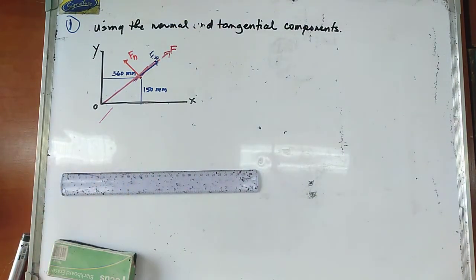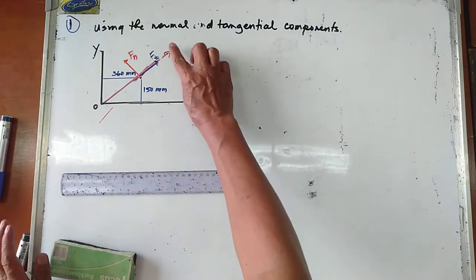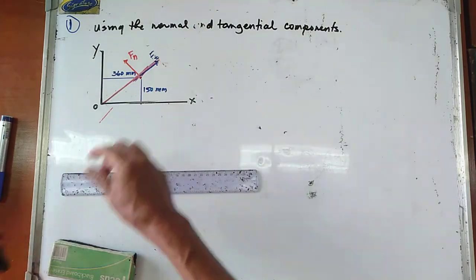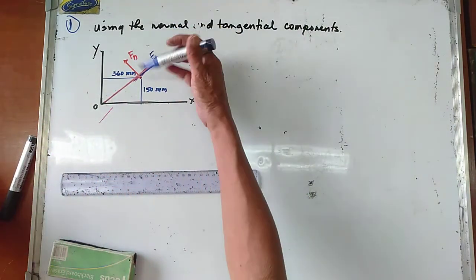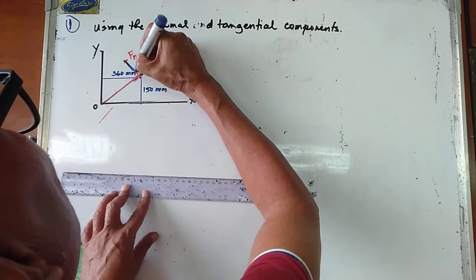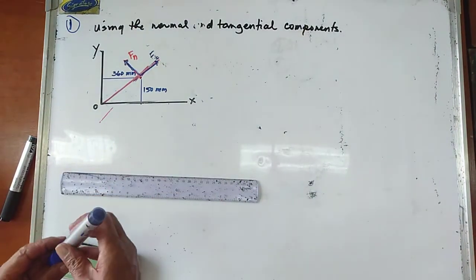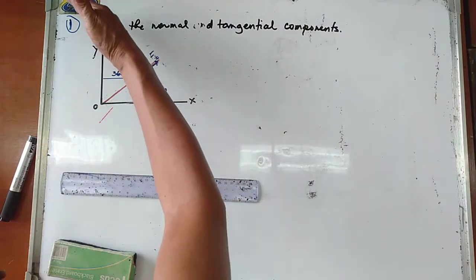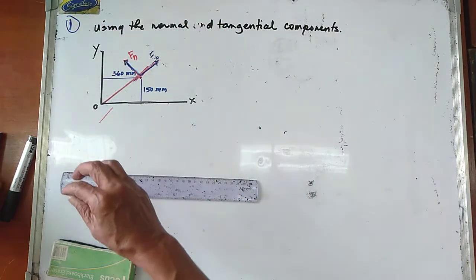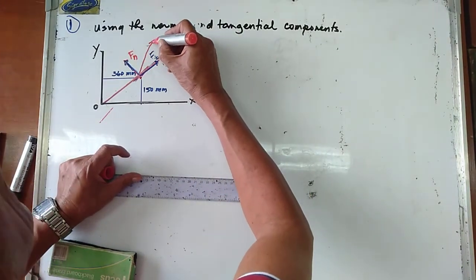Okay, so we now have your Ft in this direction. And that is now your Fn. So that is the normal component, and this is now the tangential component. So we have the force F.